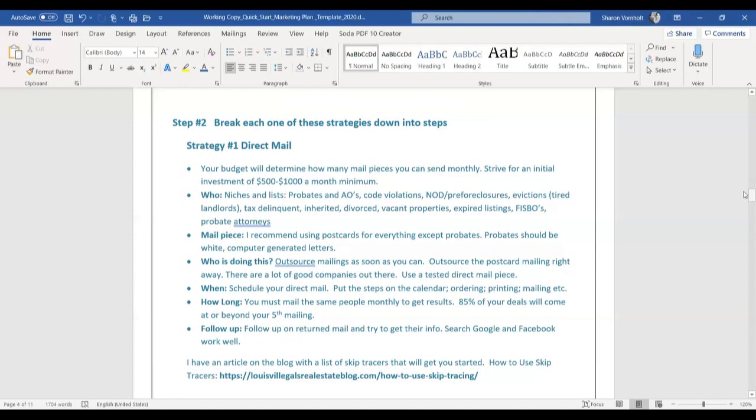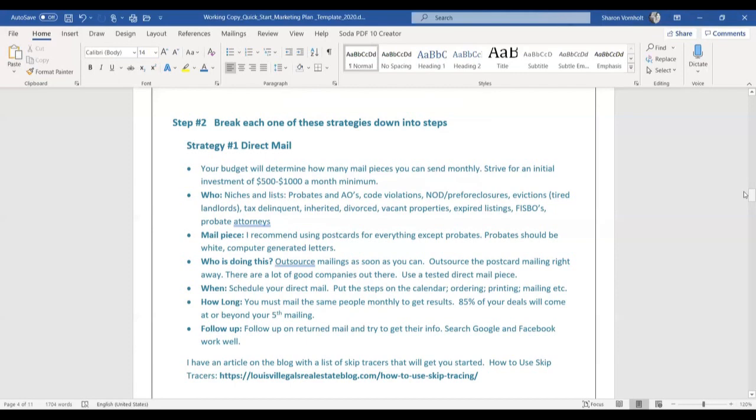There's tax delinquent properties. There's an inherited list that you can purchase, people that have sidestepped the probate process. Oftentimes when I got an inherited list, it would have other people on there. Somehow divorces and different things were on there. Some people like to work a list of recent divorces. There's vacant properties, expired listings, for sale by owners, probate attorneys. So you can see in the who piece of this, there are so many different groups of motivated sellers that you can market to.